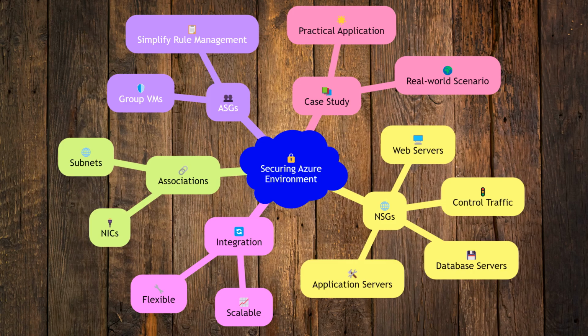Consider a scenario where a company needs to secure its Azure environment for a web application. The company creates NSGs to control traffic to and from its web servers, database servers, and application servers. By associating NSGs with subnets and NICs, they ensure that only authorized traffic is allowed. They also create ASGs to group VMs with similar security requirements, simplifying rule management. By integrating NSGs and ASGs, the company achieves a scalable and flexible security configuration. This case study illustrates the practical application of NSGs and ASGs in a real-world scenario.